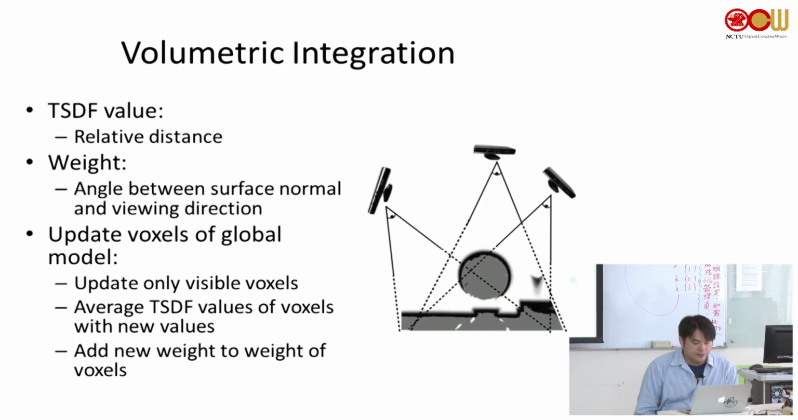And the next step is that you could see, for example, if you see it from this angle and from this angle, you may get a slightly different value for each voxel, right? Because your ICP may not be perfect. So here you need to do some averaging with the new value. Finally, try to add the new weights to the voxel. This is the basic idea of Kinect Fusion.